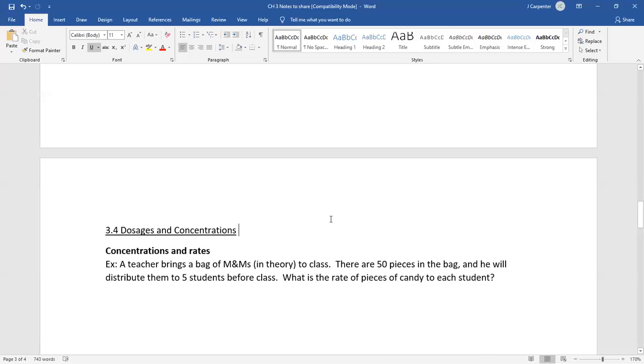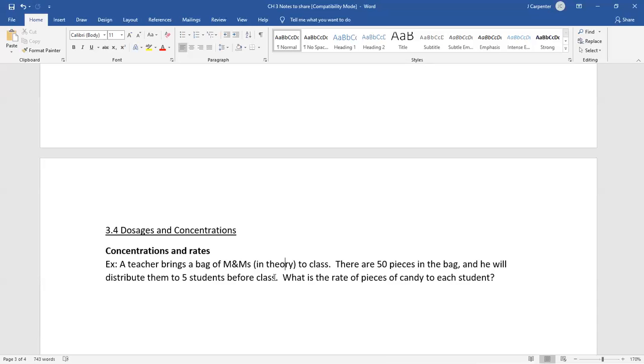But before we actually get into the official discussion of this, let's have some fun. And this problem is a lot more fun in an in-person class, especially when I don't actually bring M&Ms to class. That's why I say in theory. So a teacher brings M&Ms to class in theory. So I just gave you all virtual M&Ms. I've got 50 of my virtual M&Ms in the bag, and I'm going to distribute them to 5 students before class. So let's say it's 3 minutes before class and 5 students are in the Zoom call.